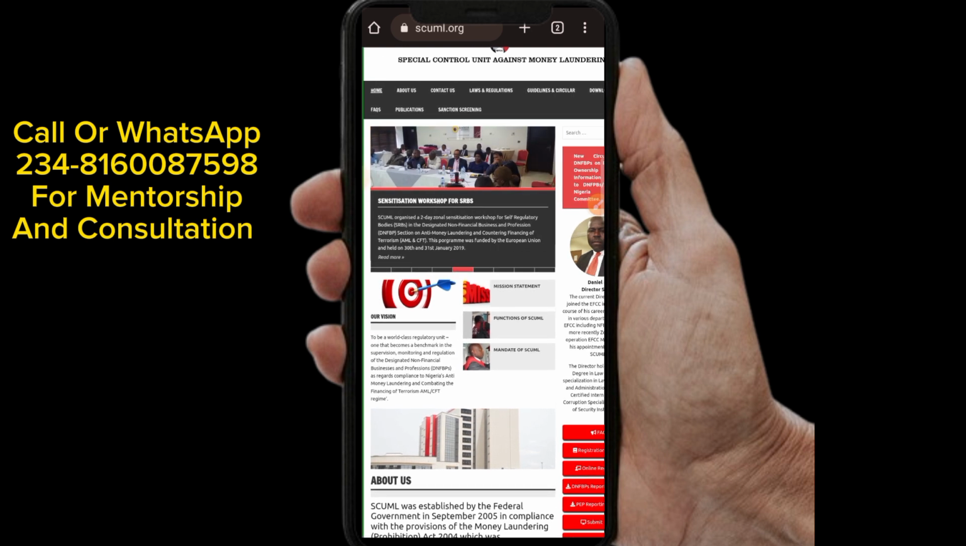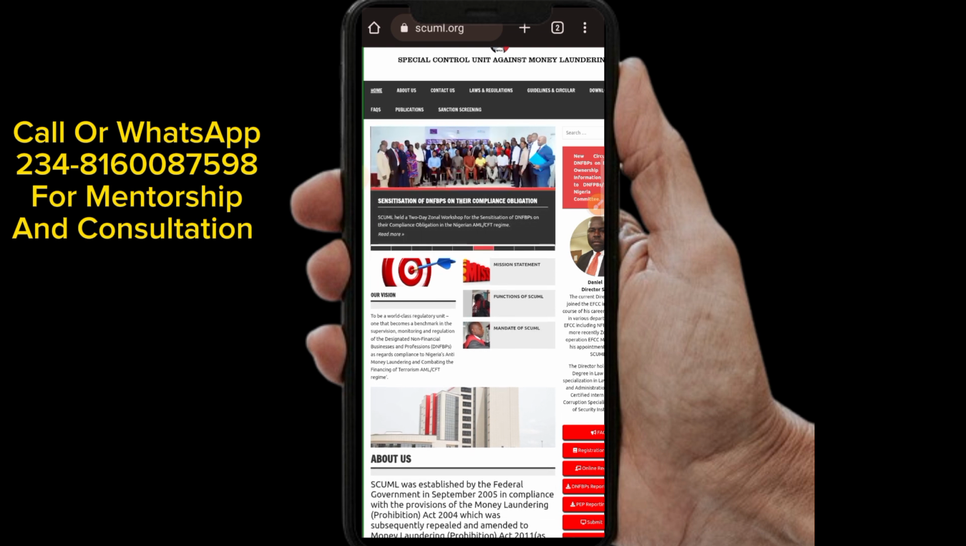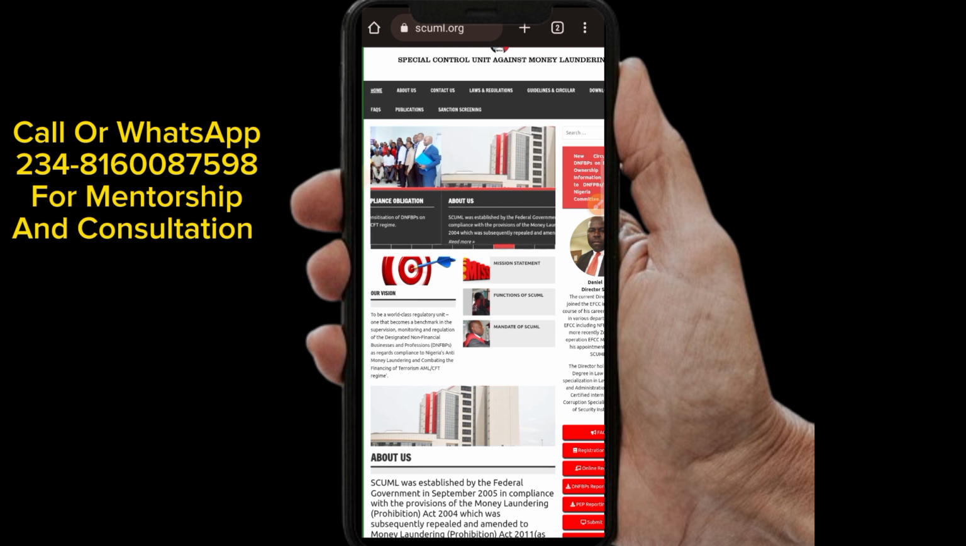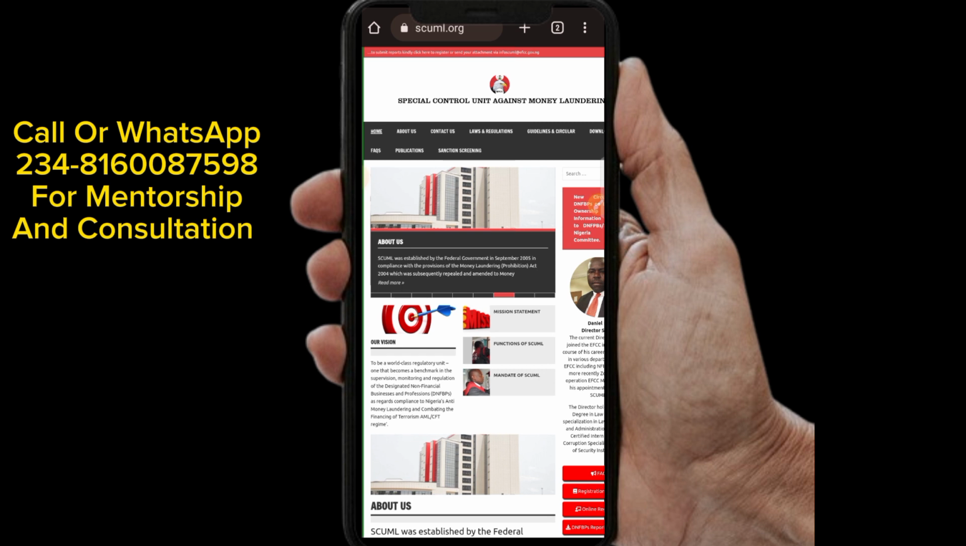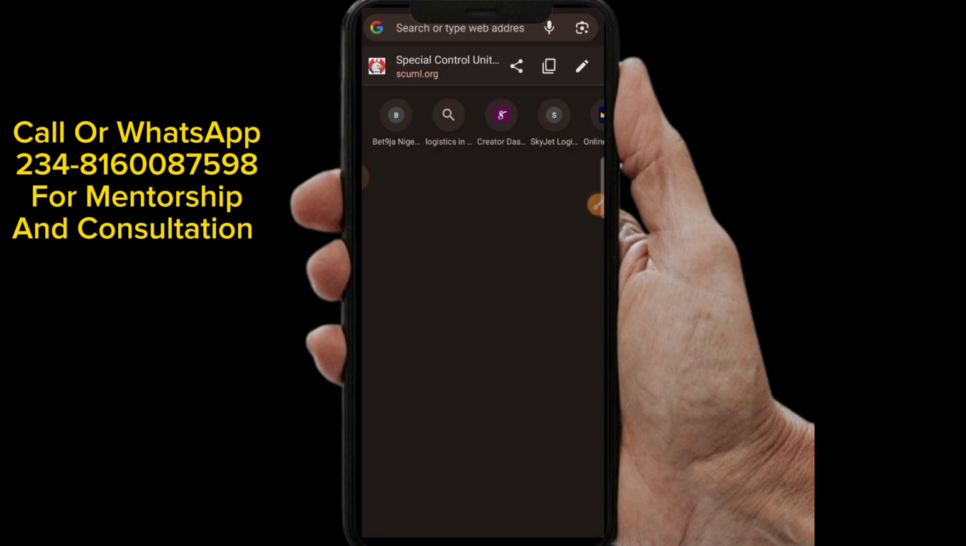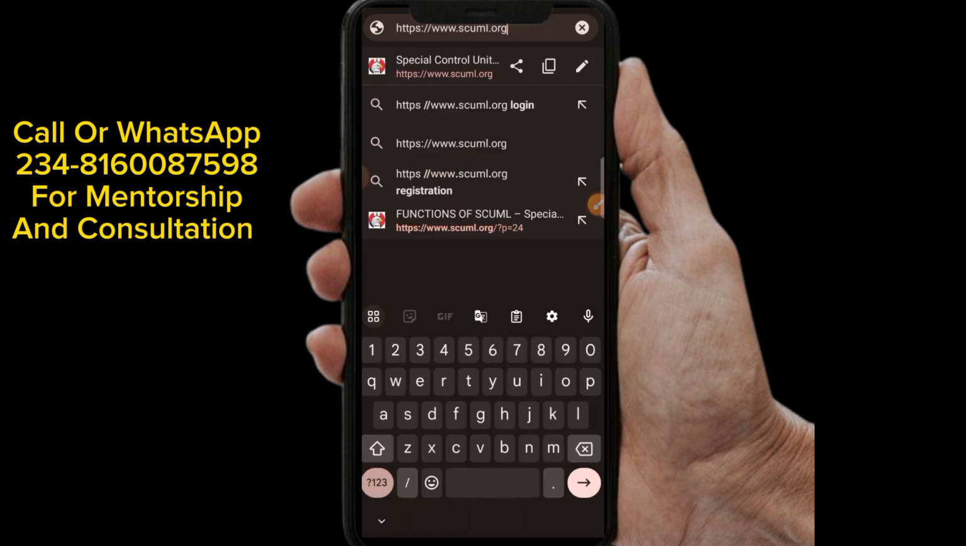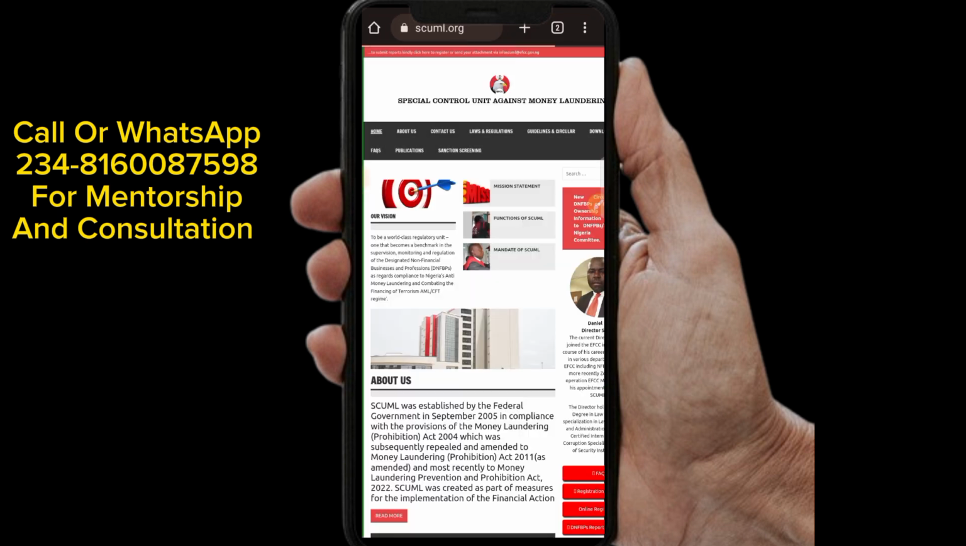So in today's tutorial, we are going to be looking at the requirements when you want to register for SCUML, right? This will be a detailed tutorial, just like our previous one that explained the reason why you should get SCUML. So now, this is the SCUML website. You just want to type www.scuml.org, then enter it into any browser, right?